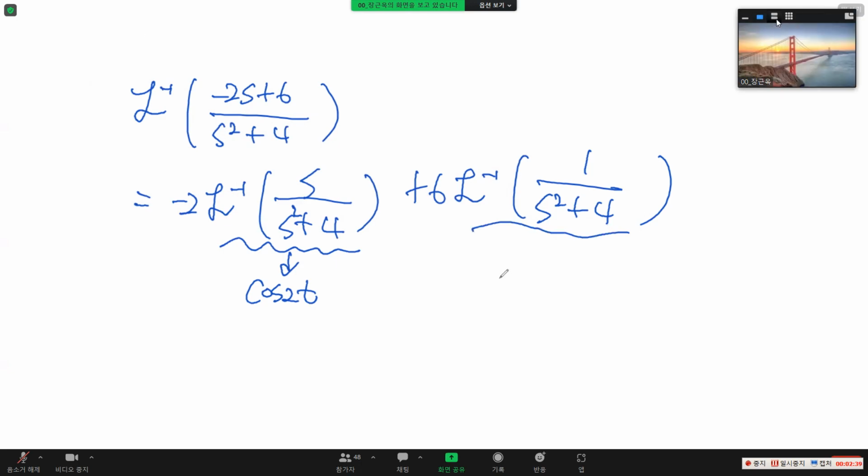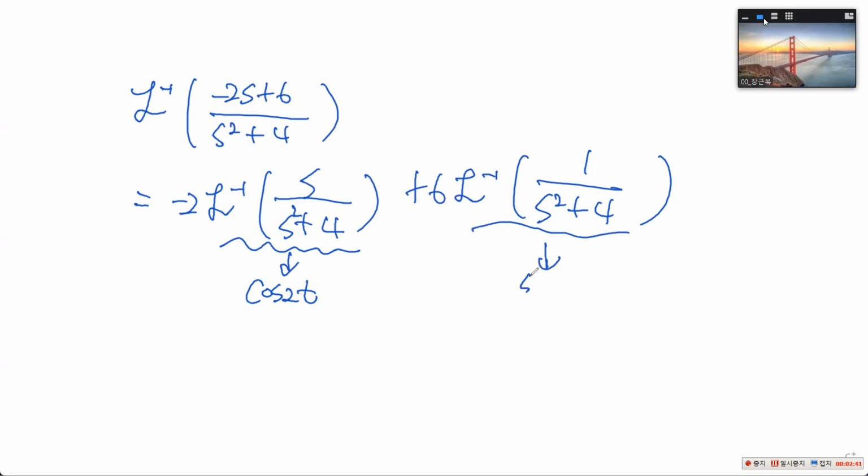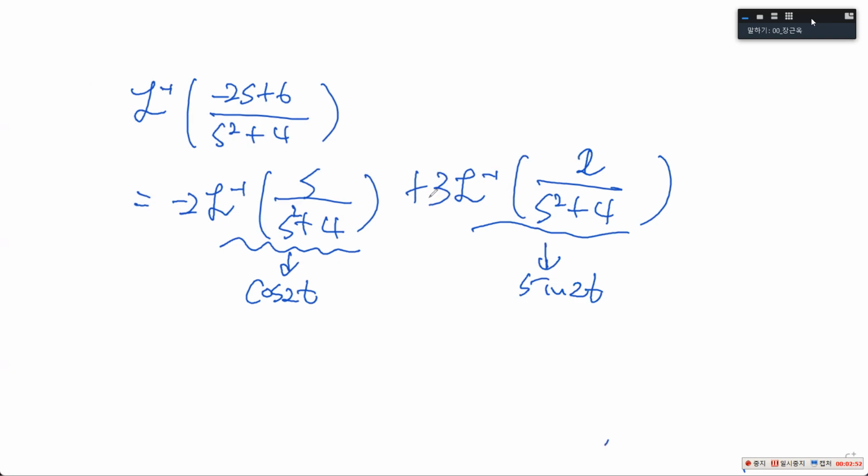And that is the transformation of sine 2t. So it has to be 2, so we have to change it to 3. Okay, sine 2t. So we can write down minus 2 cosine 2t plus 3 sine 2t. Okay, that's how we know the Laplace transformation.